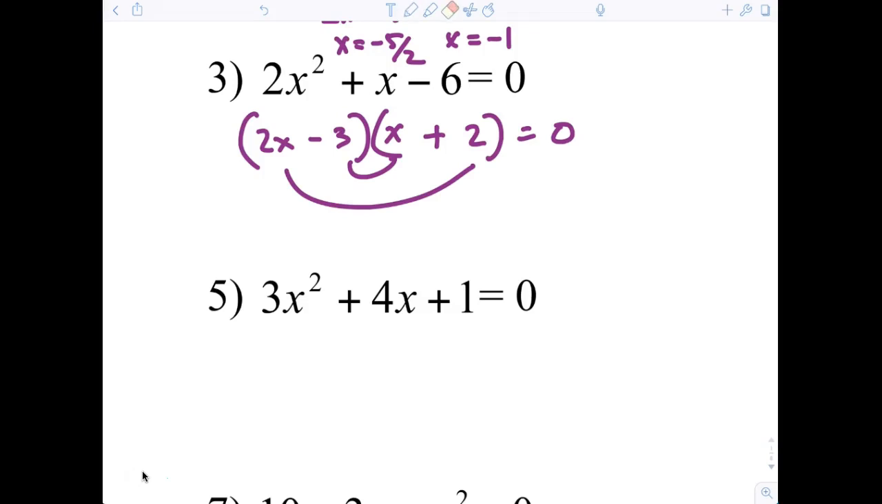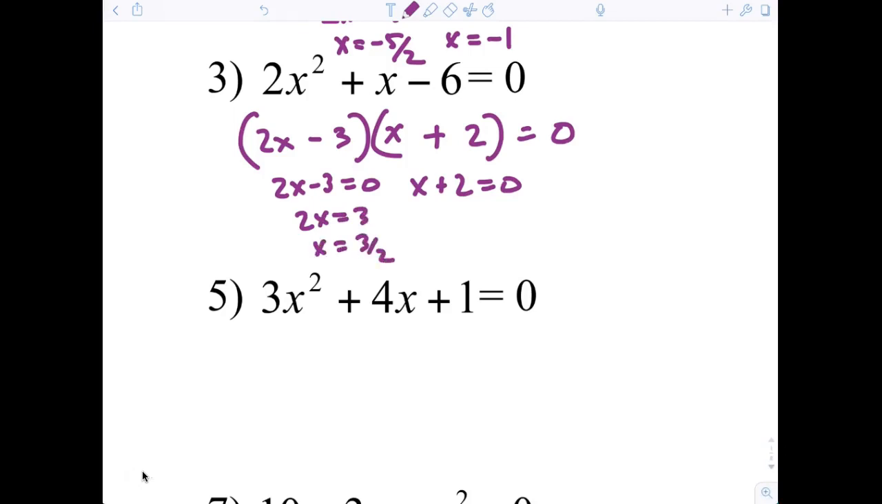Now, after you factor, all you do is set the factors what? Equal to 0. Yes. That's what we're doing. Okay. So now, 2x equals 3, and x equals 3 over 2, x equals negative 2. Negative 2 over 1. Doesn't matter, right?